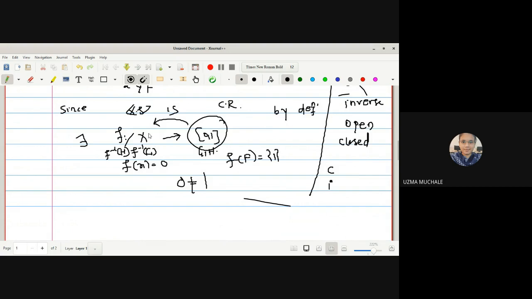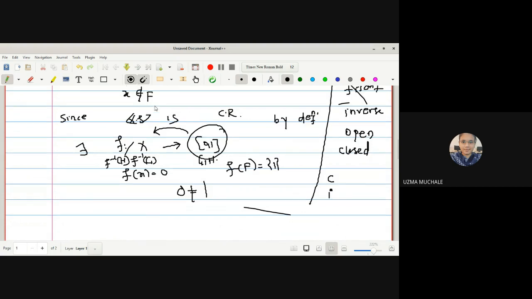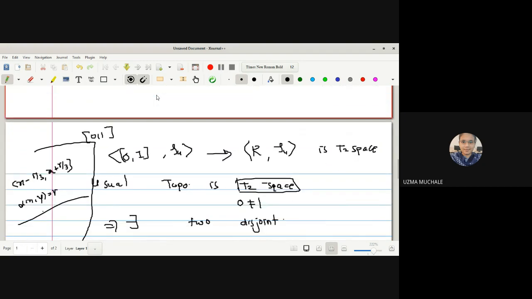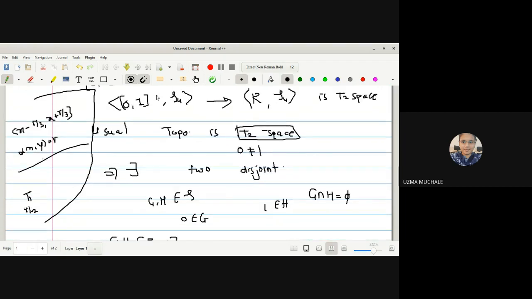To prove the space is regular, we have considered one closed set which does not contain the point x. And what is our aim? We have to find two open sets, one containing the point x, another containing the closed set. For that, we have considered 0 and 1 as two distinct elements. The usual topology defined on the closed interval [0,1] or on the real line is a T2 space, which we have already proved. So in a T2 space, for two distinct points 0 and 1, we can find two open sets.